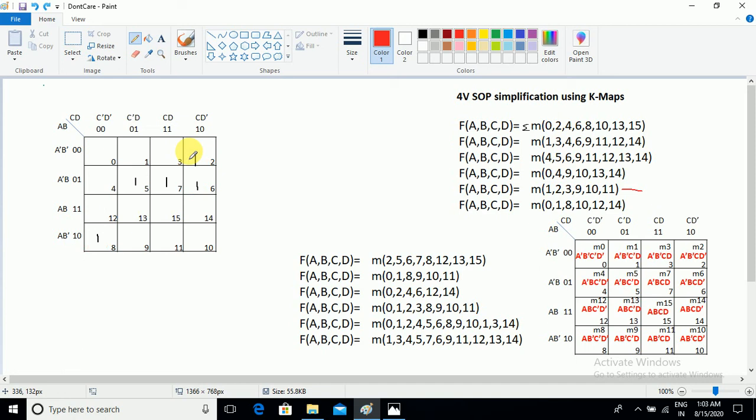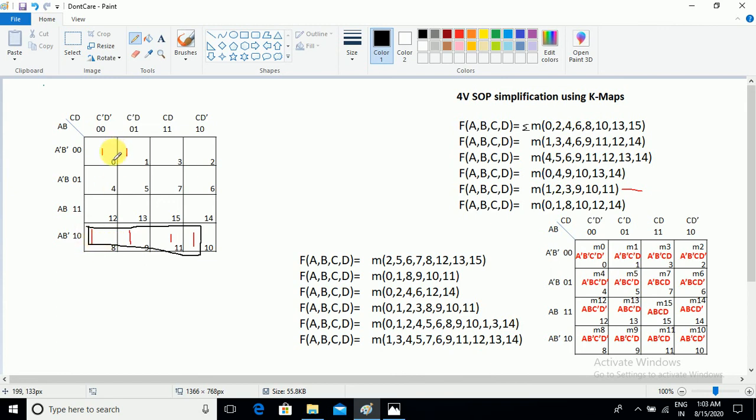The next one, 0 1, 8 9, 8 9 10 11. Very simple and easy thing. Directly we can create a group of 4 cells, 8 9 10 11, because all are adjacent to each other, so one group has been completed.